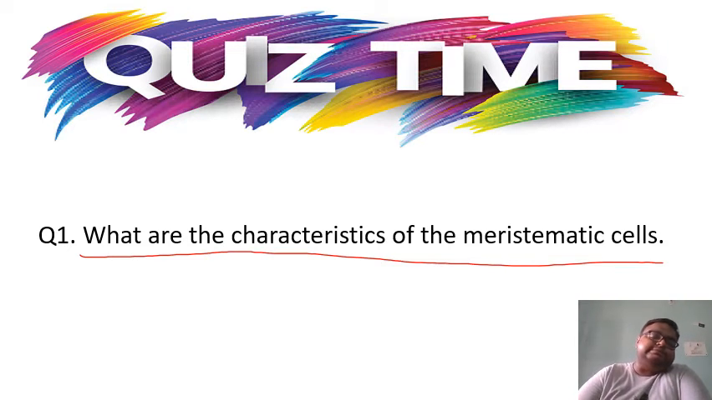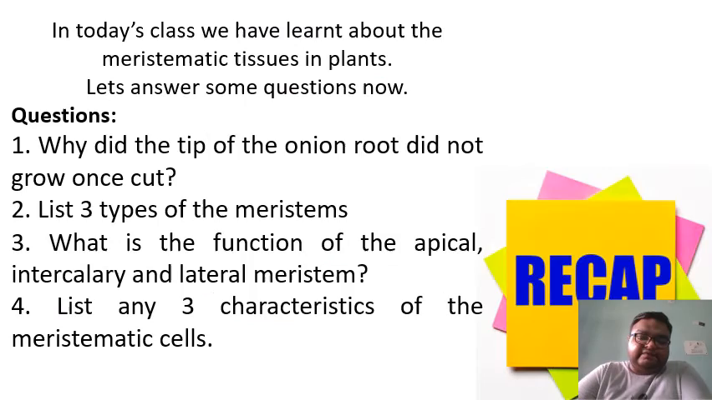What have you written? Okay, you have written active cells, very good. Dense cytoplasm, lacks vacuole, very good. And actively dividing, very good. Right. It does not have a prominent nuclei. Right. So these are some characteristics, or we can say properties, of the cells of the meristematic tissues found in the plants. Right. So let's move a little bit further.